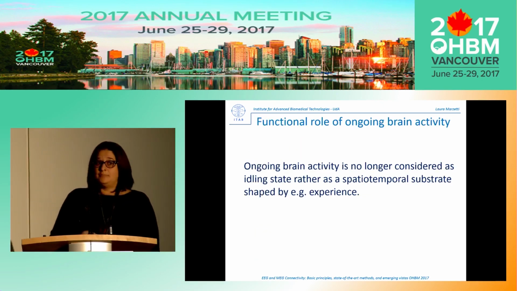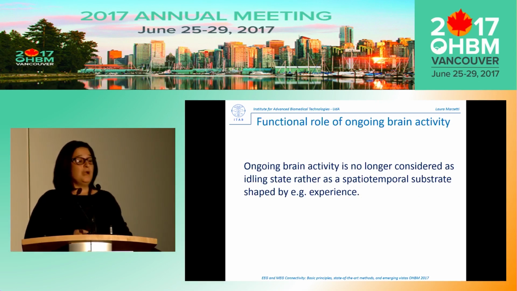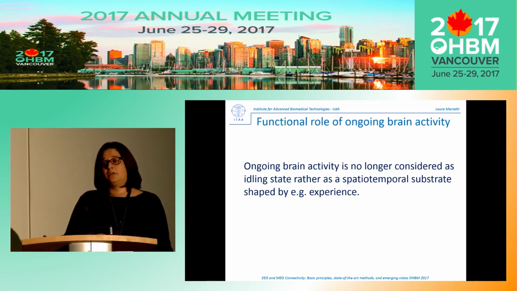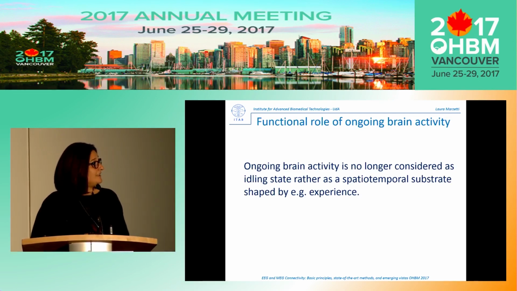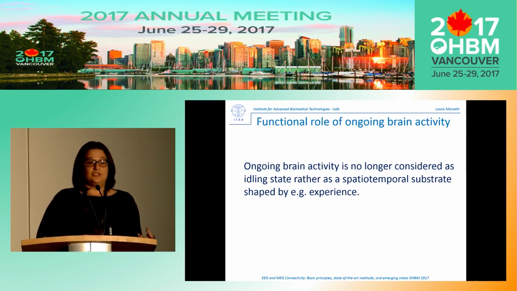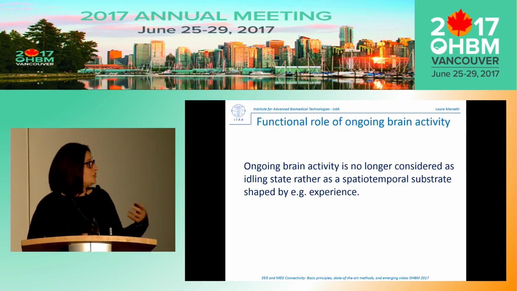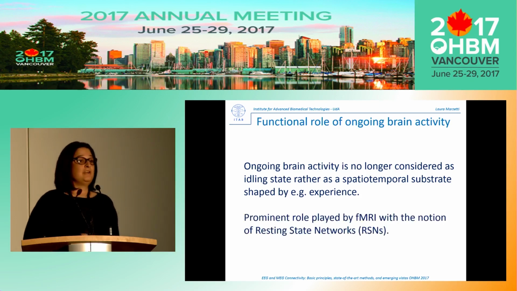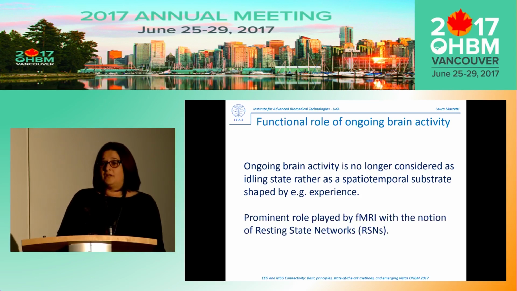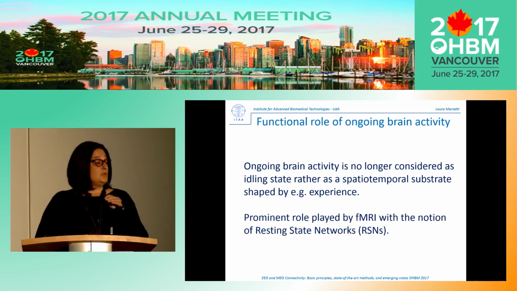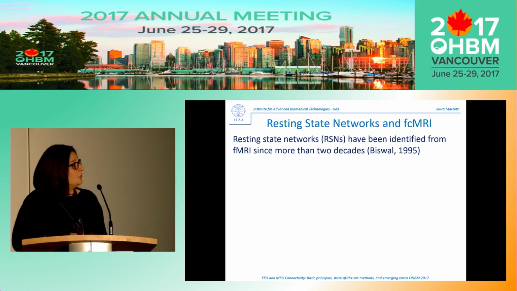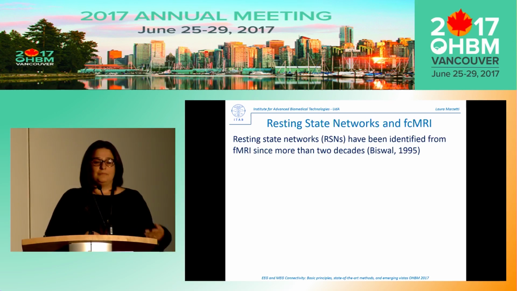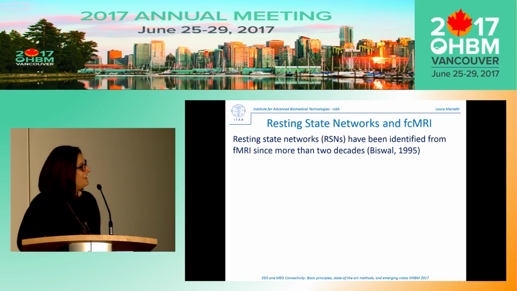So why focus on ongoing brain activity? The reason is well known today, because systems neuroscience has moved from considering ongoing brain activity as an idling state to a real substrate which the brain has and which can be shaped by, for instance, experience. In this framework, fMRI has done a great job in identifying what have been called resting state networks, which are basically patterns of ongoing brain activity, identified starting from 1995 by Bharat Biswal, who has already been named today.